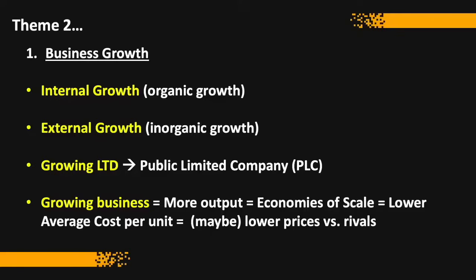Now, a growing business likely will get economies of scale. So a growing business means more output. More output means you get economies of scale, probably purchasing economies of scale, bulk buying essentially. And if you get purchasing economies of scale, that will lower your average cost per unit, which will maybe allow you to lower your prices lower than your rivals, which will give you a competitive advantage.